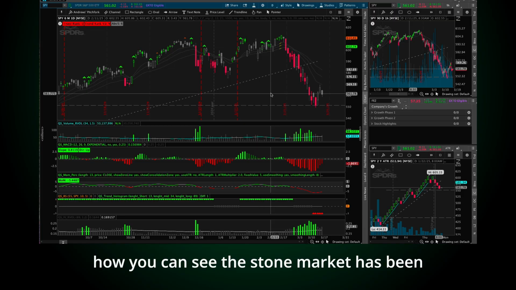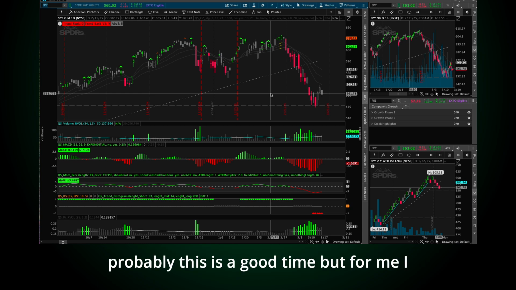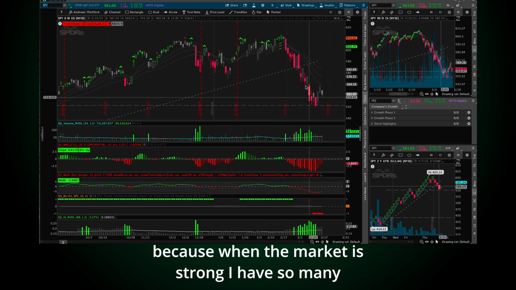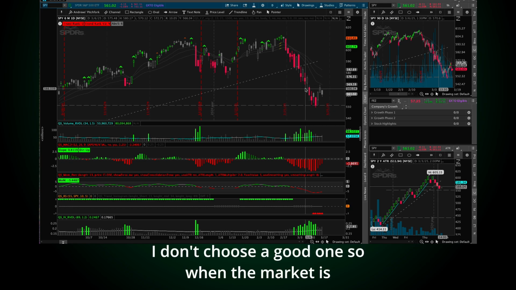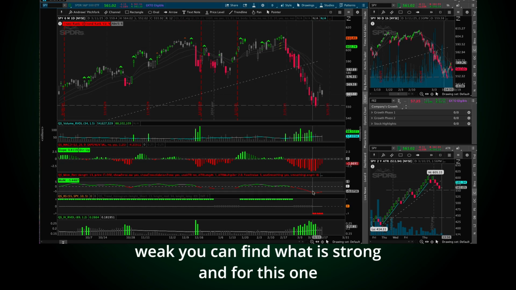As you can see, the stock market has been super weak lately. And if you like to short, this is probably a good time. But for me, I usually go long. It could actually sometimes be better, because when the market is strong, I have so many signals, so many entries, that I sometimes rush it. I don't choose a good one. So when the market is weak, you can find what is strong.